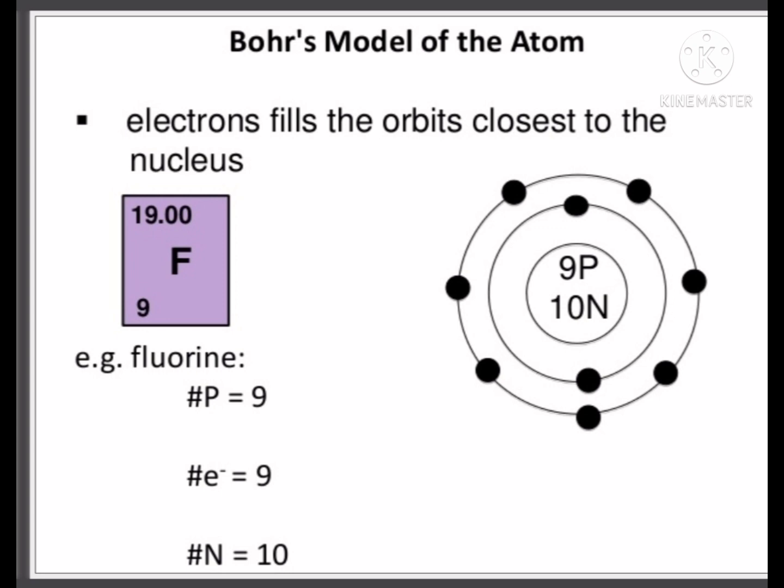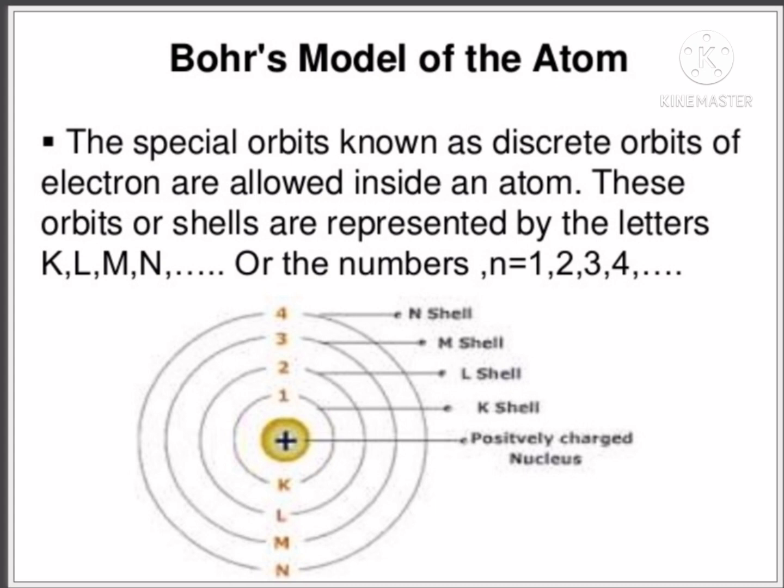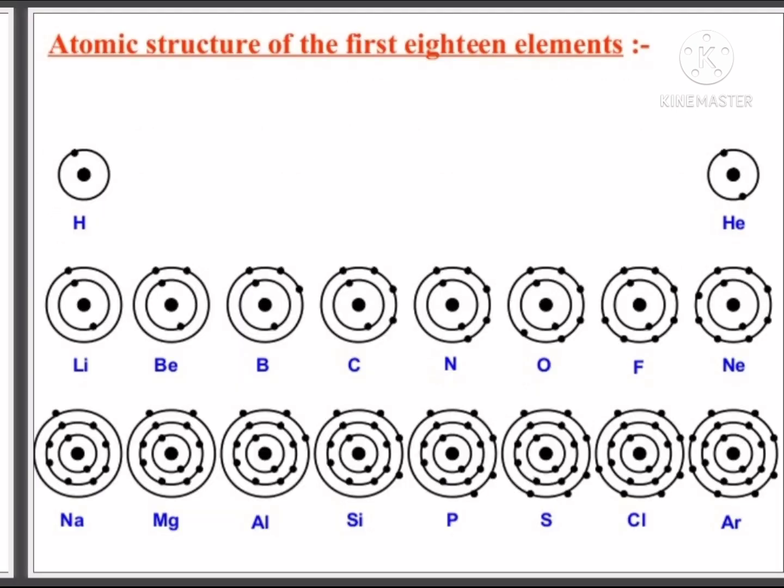Students, about the J. J. Thomson model, Rutherford model, and Bohr's model, you will study in class 9. According to Bohr's model of the atom, special orbits known as discrete orbits of electrons are allowed inside an atom. These orbits or shells are represented by the letters K, L, M, N or the numbers n equal to 1, 2, 3, 4, etc. Atomic structure of first 18 elements.